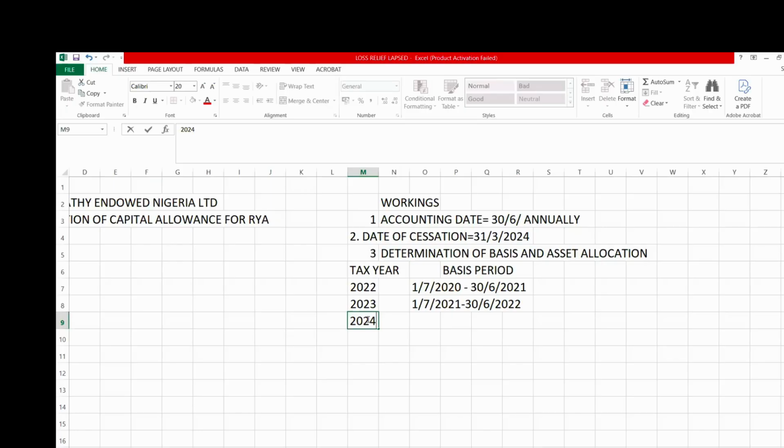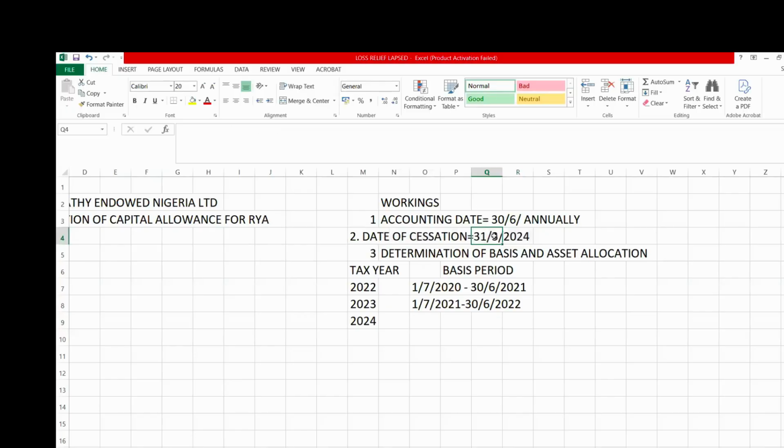Cessation took place. And whenever there is cessation, what do we normally do? We normally add either 6 months or 3 months to the date of cessation, in order to determine the year of assessment. So how many months are we going to add to this date of cessation here? 6 months, because this taxpayer is a company, a corporate taxpayer.